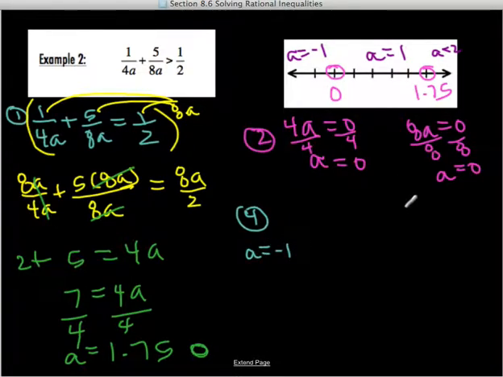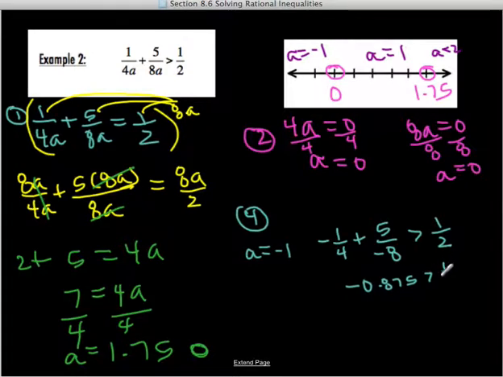If I plug it in, I have 1 over 4 times -1, so I'm going to have -1/4 plus 5 over -8, so minus that. And is that greater than 1/2? Well, you could probably put your logic together. A negative minus more is going to be a negative number, so it won't be greater than 1/2. But if you didn't know, you can type it in your calculator, and you get -0.875. Is that greater than 1/2? No, so I do not shade to the left of 0.